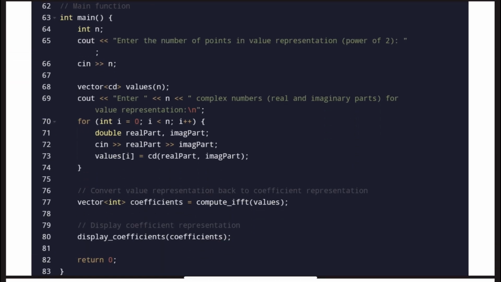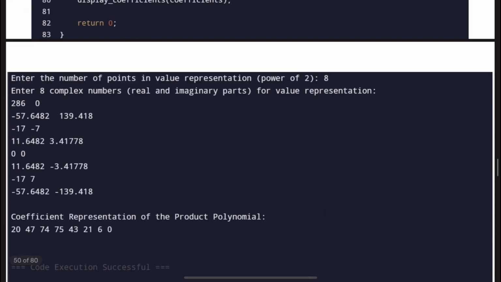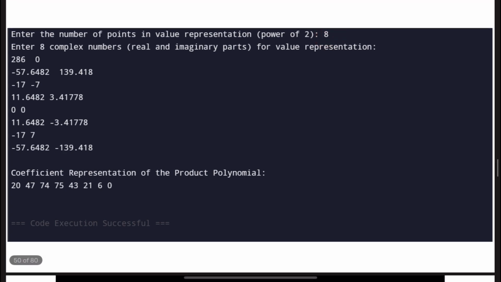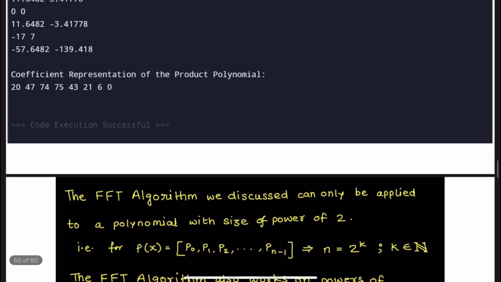Then it takes the computed coefficients from the IFFT values and prints them in a readable form, showing the final coefficient representation of the product polynomial after applying FFT and IFFT, inverse FFT. So here's the input: number of points 8 given by the user, here are the 8 complex numbers, and here's the product polynomial output.